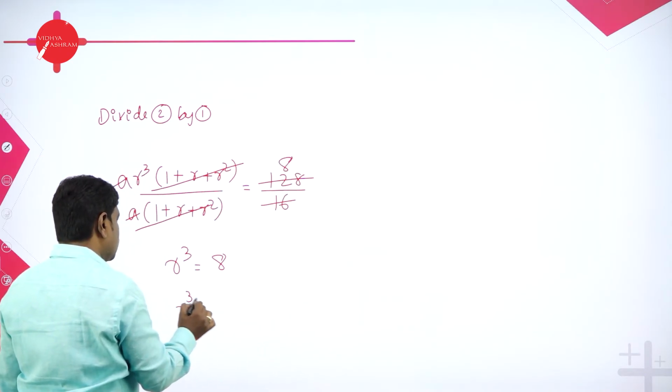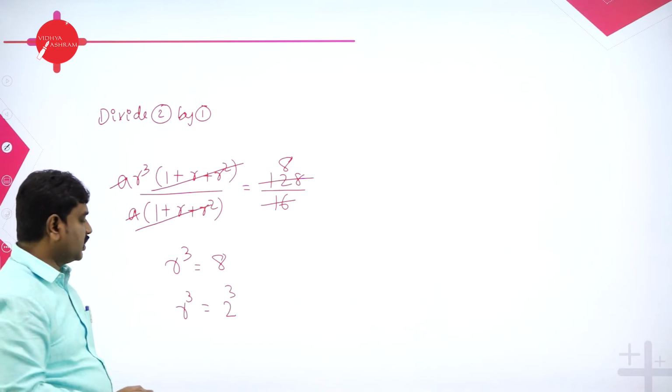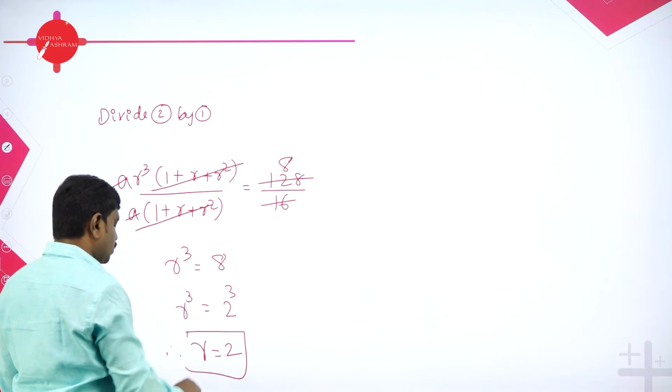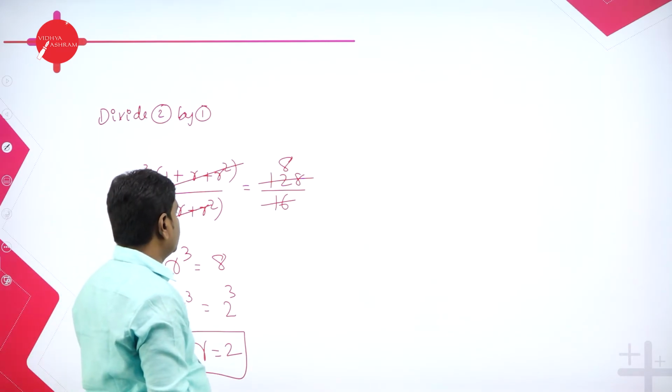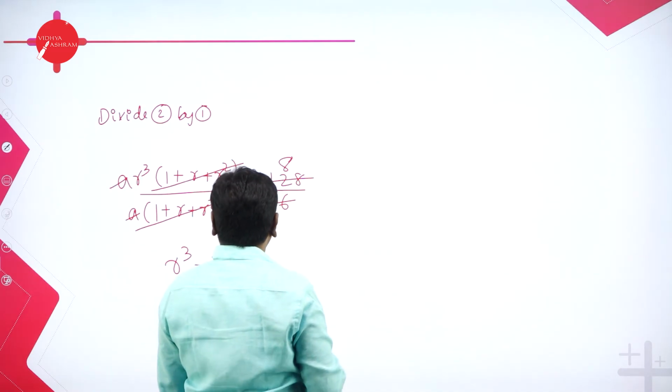R cube is 8 means what? I can write 8 as what? 2 cube. You know 2 into 2 into 2 is 8. So therefore you got common ratio. What is common ratio? 2. They want common ratio, you got common ratio. Common ratio is 2. And what else they want? And first term.